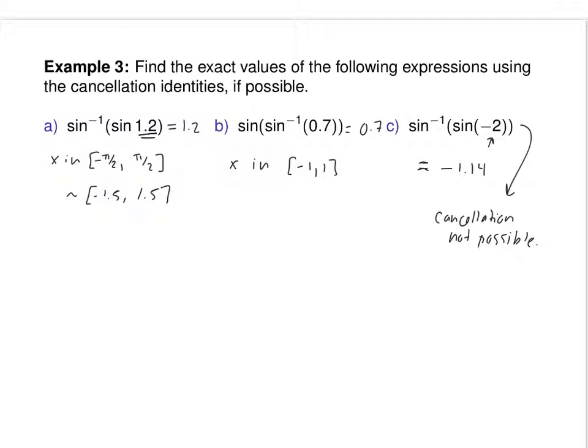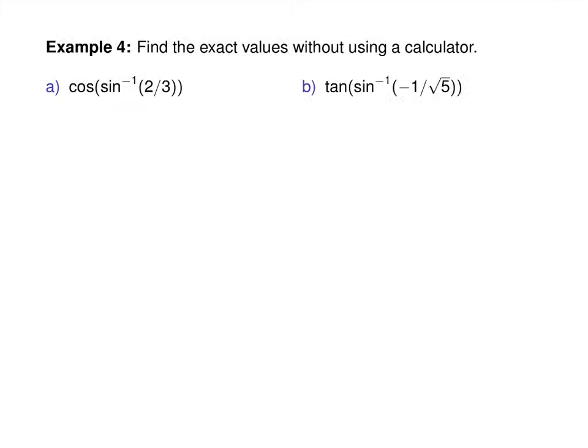Now here's something else that comes up in calc a fair amount. Find these, and it's a little bit tricky, but I think you can get it. Find the exact values without using a calculator. Cosine and sine inverse are not going to cancel, right? Even if they were inverses, great, but it's cosine, not sine, right?